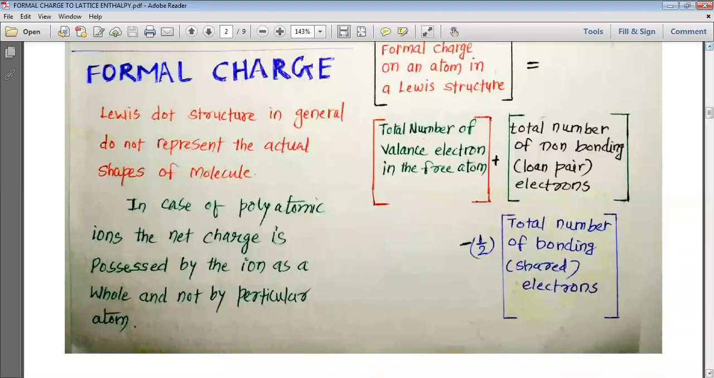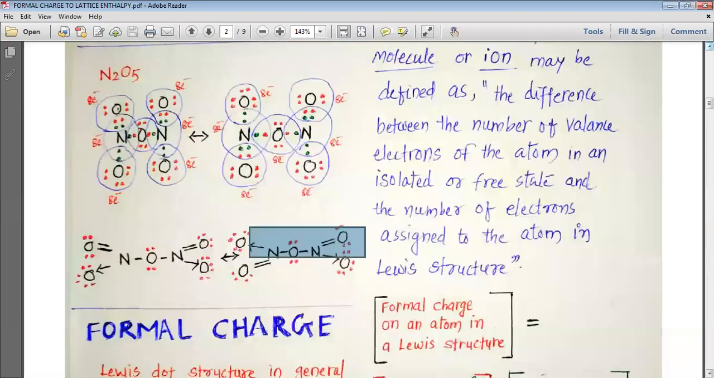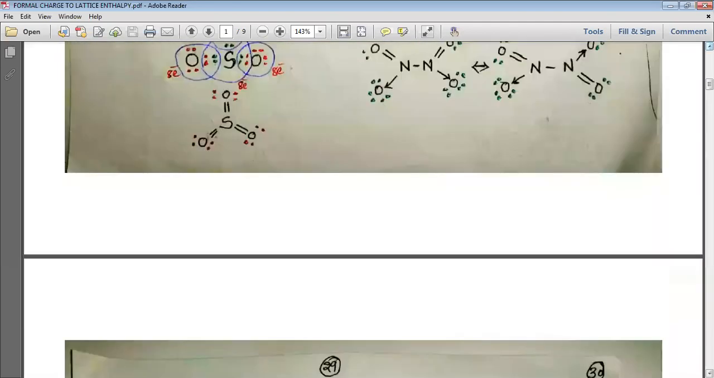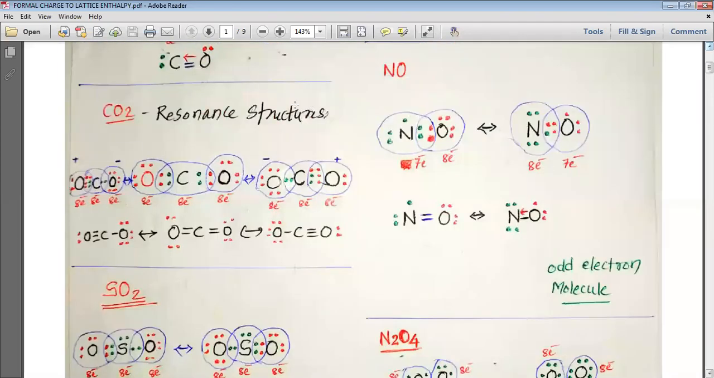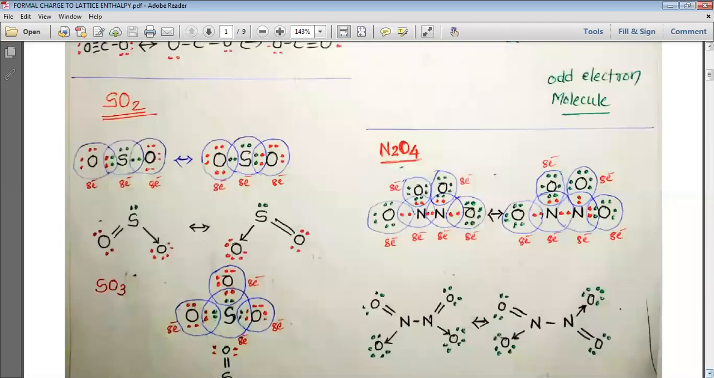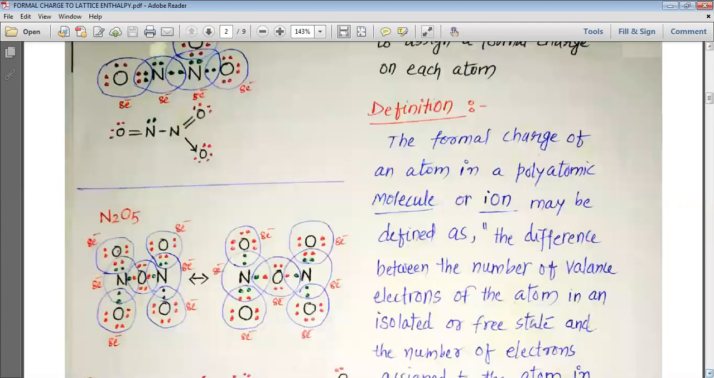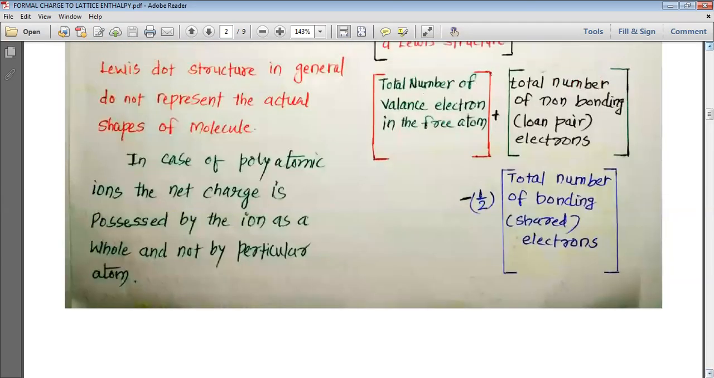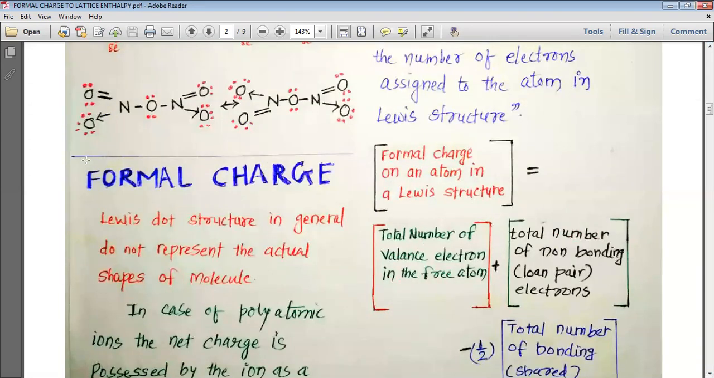Let's move to the formal charge. We have seen that in some cases there are some charges. For example, if you look at carbon dioxide, we have represented these charges. These charges are not real, but they cancel out each other. And this is the kind of charge we generally see in resonance structures. Such charges are known as formal charges. So let us study formal charges in detail.